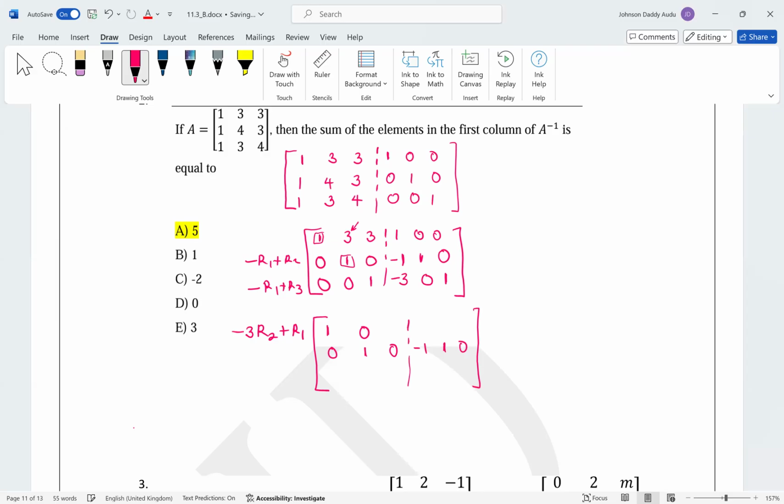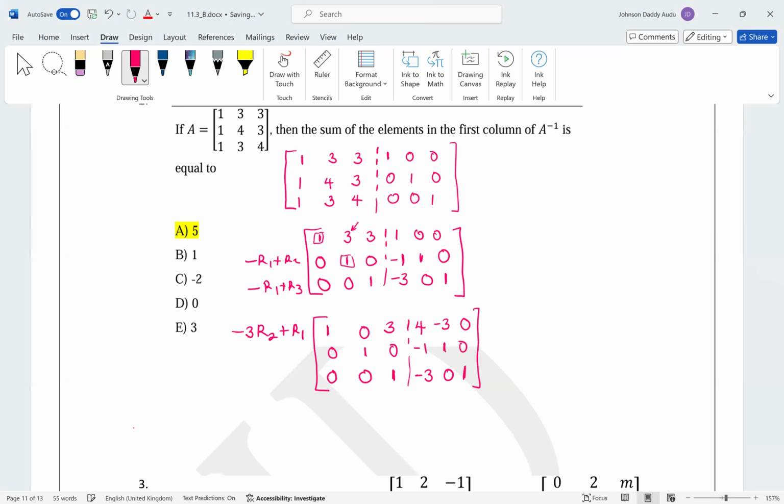Minus 3 times 0, so this will still be 3. Minus 3 times minus 1 is going to be 3. 3 plus 1, it's a 4. Minus 3 times 1 is minus 3. Minus 3 plus 0, this is minus 3. Minus 3 times 0, everything is still 0. Then here, the third row will remain as this one.